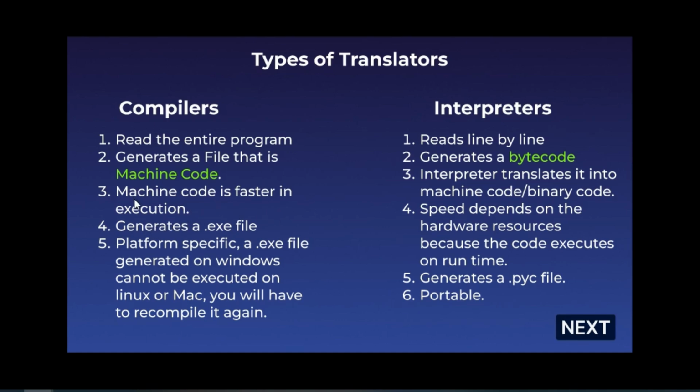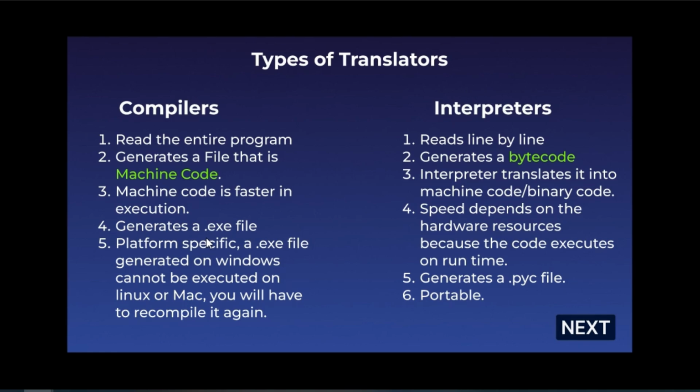Okay. And compiler languages, what they do is that they read the entire program. Okay. And they generate a file called the machine code. All right. Which is, in this case, in interpreter languages, a machine code is not generated. Here in compilers, we have machine code generated. Machine codes are faster in execution. They take longer to compile, but they're faster in execution. Okay, and they're not portable.